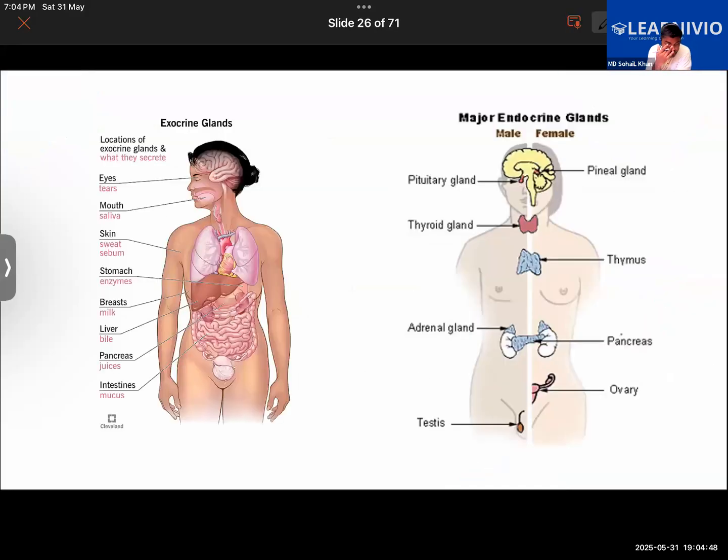Let me revise this thing once again. Exocrine gland secretions pass via a tube-like structure, via a duct, to the surface of the skin. But as for the endocrine glands, their secretions go directly into the blood. There isn't any duct system. There isn't any pipe-like system carrying their secretions.